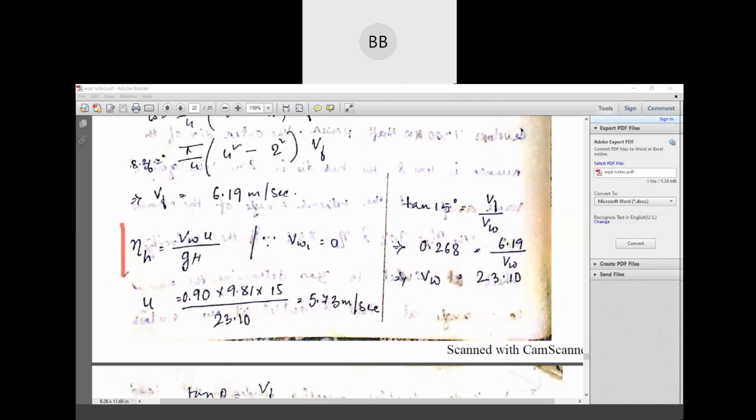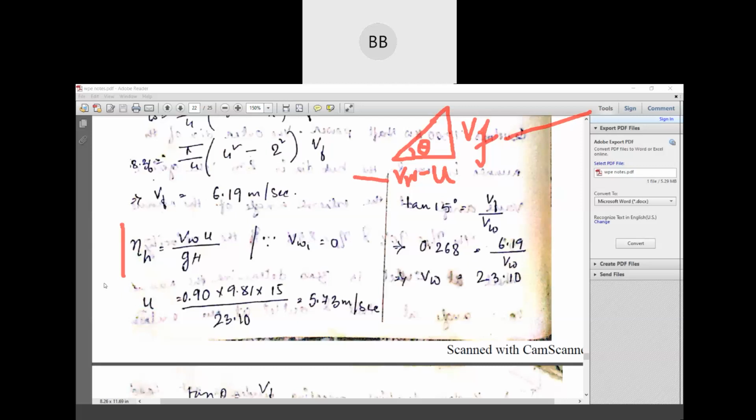Then, because we need three components to find out the theta value. One is VF, we have already calculated. Second is VW, because for the base in the triangle, we have to find out VW minus U. And here is VF, and this is your theta. So to find out theta, we need these three components. VF we have already calculated, VW is also calculated. What is left out is U.